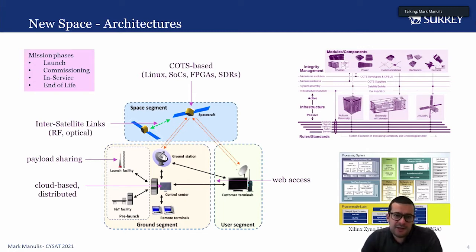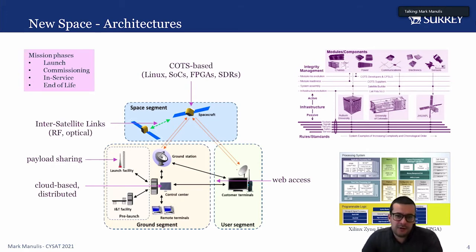And in the space segment, when it comes to constellations, the main difference is caused by inter-satellite links, right? So the ability for satellites to communicate with each other without the necessity to send the messages down to the Earth and then back up to another satellite again. And there are various technologies for this, RF technologies, but optical links are also being considered.